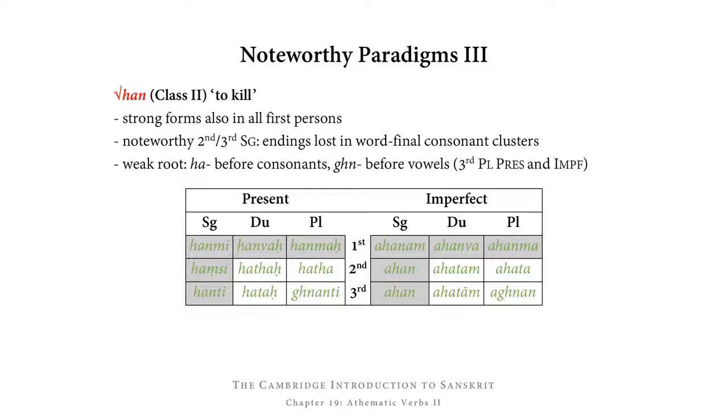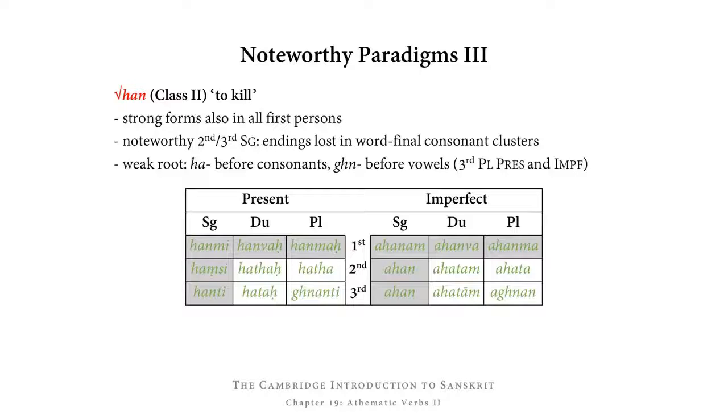Finally, the forms containing the weak root, so the white fields in this table. The weak root of han, one could expect to be hun. Han has a guna vowel, a. In order to get to the zero grade of the root, we drop the guna vowel a, leaving us with hun.